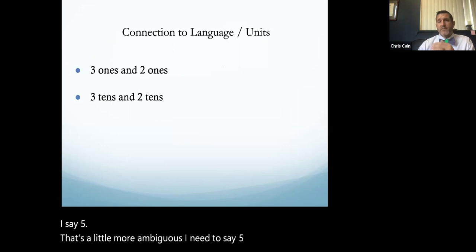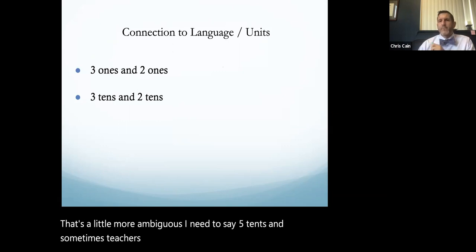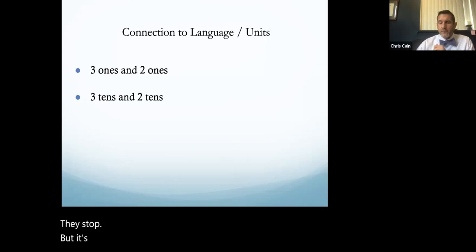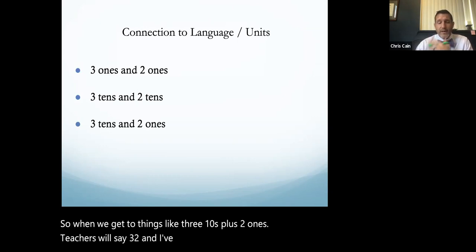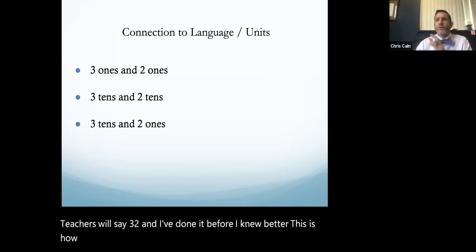And sometimes teachers will say, oh, that's 50. And they just stop. But it's 50 ones. So when we get to things like 3 10s plus 2 ones, teachers will say 32. And I've done it. Before I knew better, this is how I taught. I would say 3 10s and 2 1s is 32.